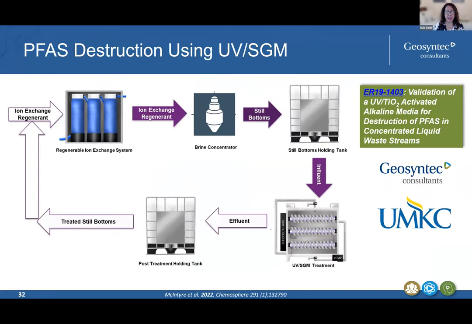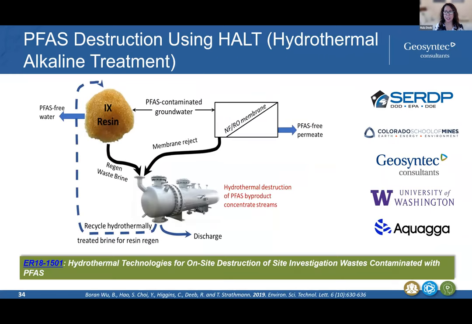And again, you could click on this link or look at a publication by Hannah McIntyre, who's the PhD student that did this work, to learn more about this technology. This next technology is a hydrothermal treatment technology. It operates at about 400 degrees C, but it requires an alkaline solution. So this is work that we're doing with the Colorado School of Mines with Professor Tim Strathman, the University of Washington, and a company that is trying to commercialize this technology called Aquaga.